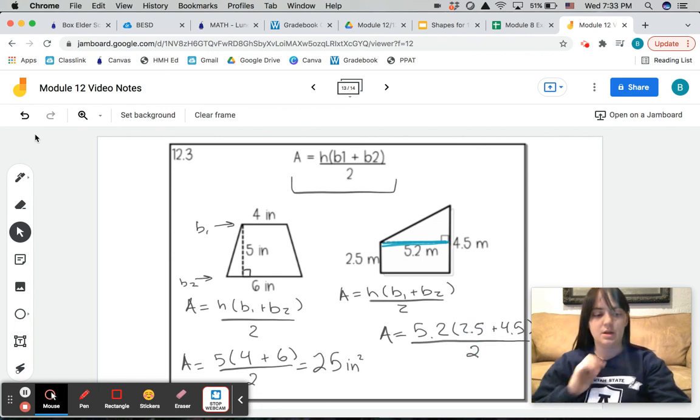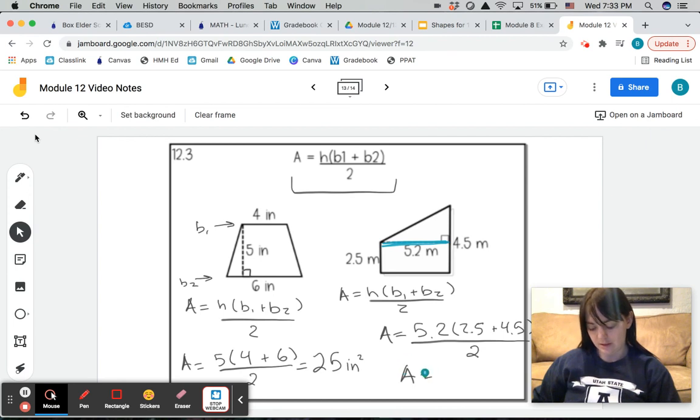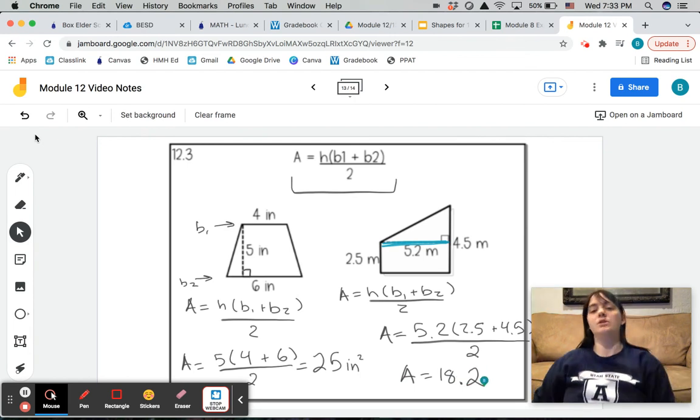Which would get us, 2.5 plus 4.5 is 7, and then 7 times 5.2 is 36.4, and 36.4 divided by 2 is 18.2. So that's our area for that.